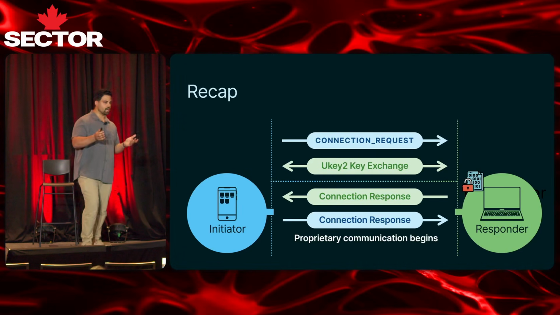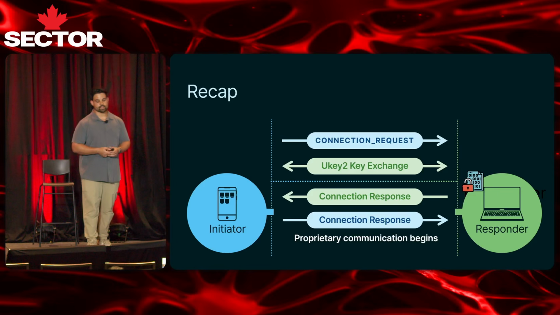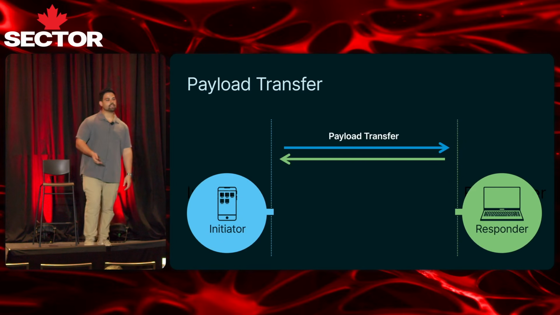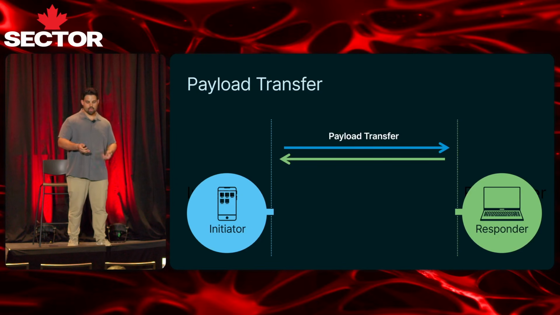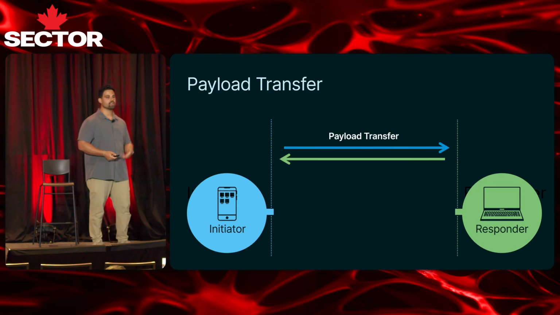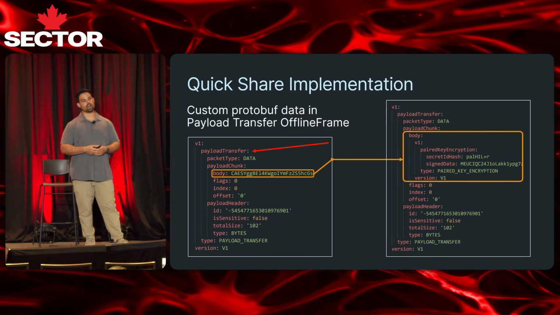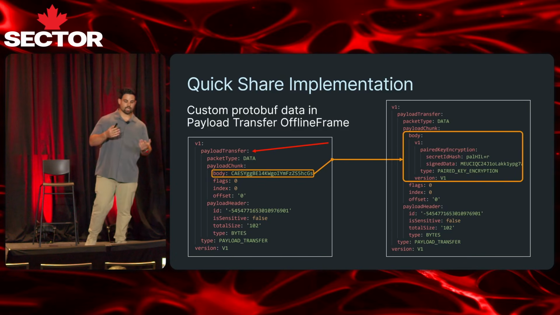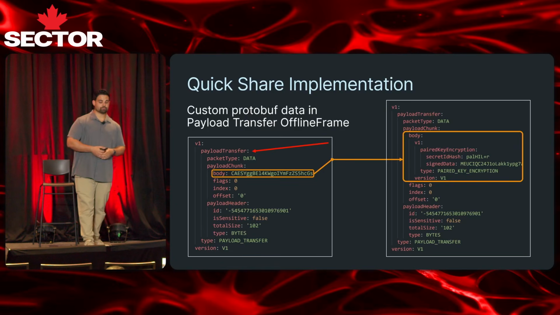So we were just there when the proprietary communication begins, right after the devices have accepted the connection. So after that happened, we saw that both devices send a payload transfer packet. However, the data that was inside this payload transfer packet was unclear to us. But fortunately, with the help of another protobuf file that we found in the open source project, we managed to see that the data was really another protobuf structure that was called paired key encryption, and we saw that this happens a lot in the rest of the communication.